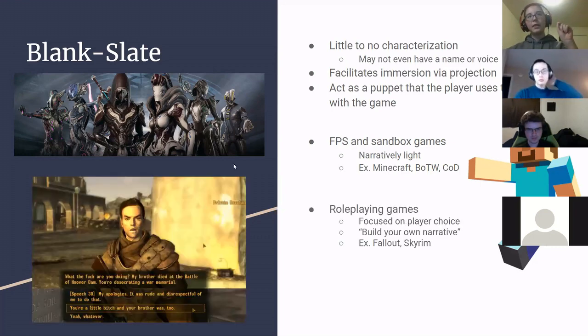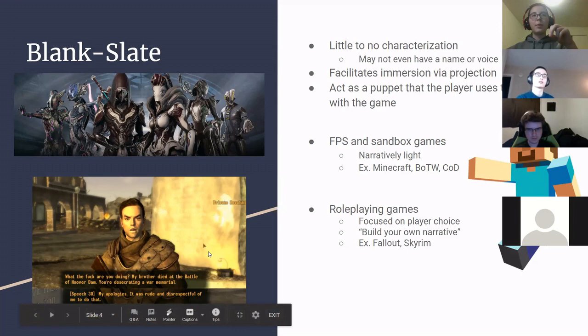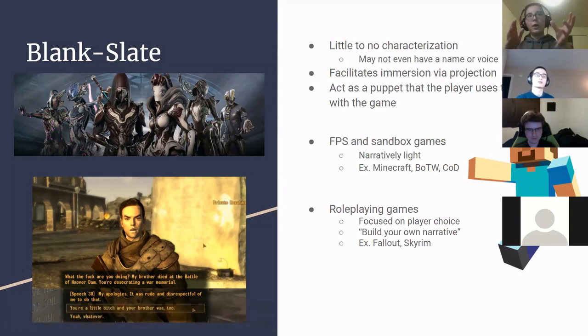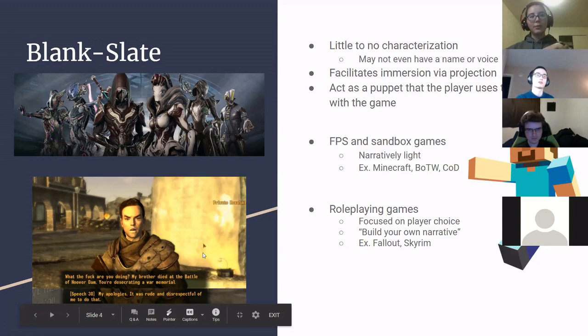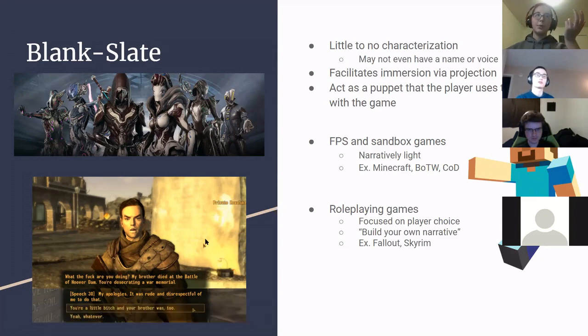Another thing that these come up with commonly is role playing games, specifically ones that are very much build your own narrative, like Fallout, Skyrim, all of those ones where it's very much focused on player choice and it's about being whoever you want to be, acting however you want to act. As the screenshot that I pulled here demonstrates, you have two very different choices and the game gives you both of those choices.